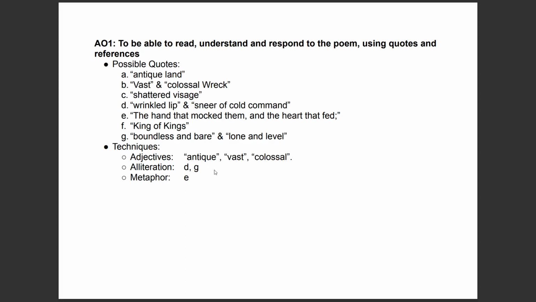And here are the main techniques used. So adjectives, very good use of adjectives. Antique, vast, so 2 words for huge, and this connotations of precious. And in alliteration we've got here, cold command, and here. And a metaphor, we've got this line here, which we haven't looked at yet, I know. But don't worry, even if you don't understand that line, you can still get a very good grade for this poem.